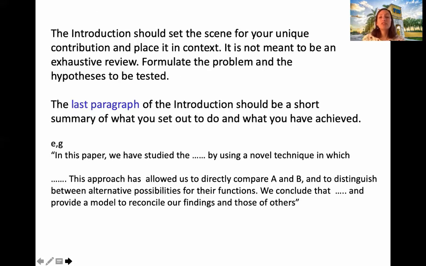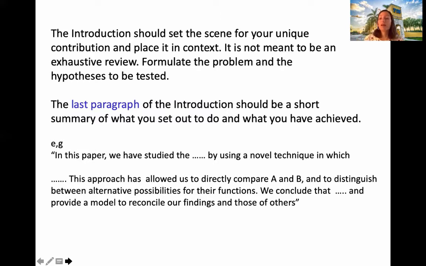And the introduction should set the scene for how your paper is a unique contribution and to which field it is a unique contribution. So it's not that you have to go through everything that you're going to talk about, but it's just to put your study into context, into what is the field, what is known in the field, and how this is contributing to advance the field or to put information together in a new way.